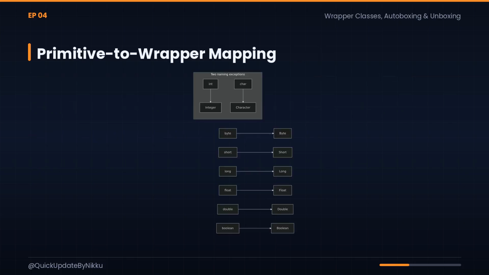6 of the 8 wrappers simply capitalize the primitive name. The 2 exceptions are Integer for int and Character for char. These names predate Java and were chosen to align with established computer science vocabulary. Knowing both the primitive name and its wrapper name is essential because you will see them mixed freely in API signatures, generic bounds, and compiler error messages.